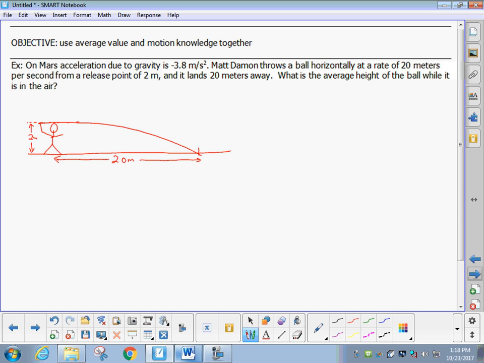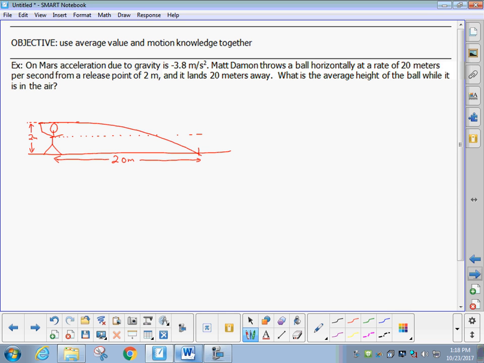Wait, no, should the average be higher than 0.5? It should be higher than 1. Obviously, the halfway point between 0 and 2 would be 1 meter, but because it goes slower at the top end, it'll spend more time above that 1 meter. So I would imagine the average height would be above 1.